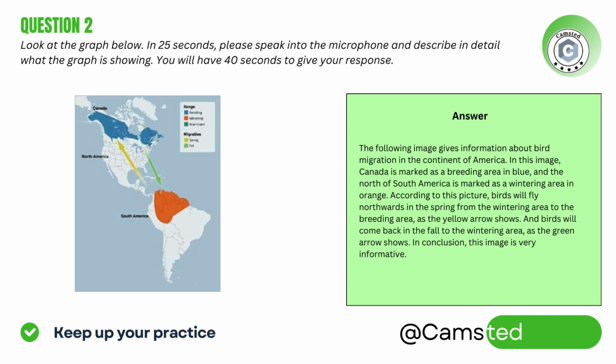The following image gives information about bird migration in the continent of America. In this image, Canada is marked as a breeding area in blue, and the north of South America is marked as a wintering area in orange.